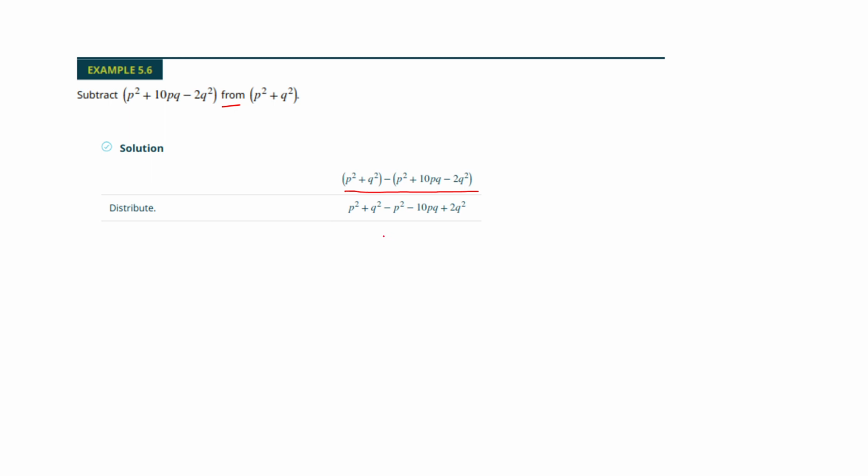Okay, now we're ready to combine like terms. I've got this guy and this guy are a match. Well, positive and negative, they're gone. Those are opposites. There are 0 people left on the p squared team. And then this team and this team go together. That's going to make 3q squared. And he doesn't have anyone to go with. He just goes there.